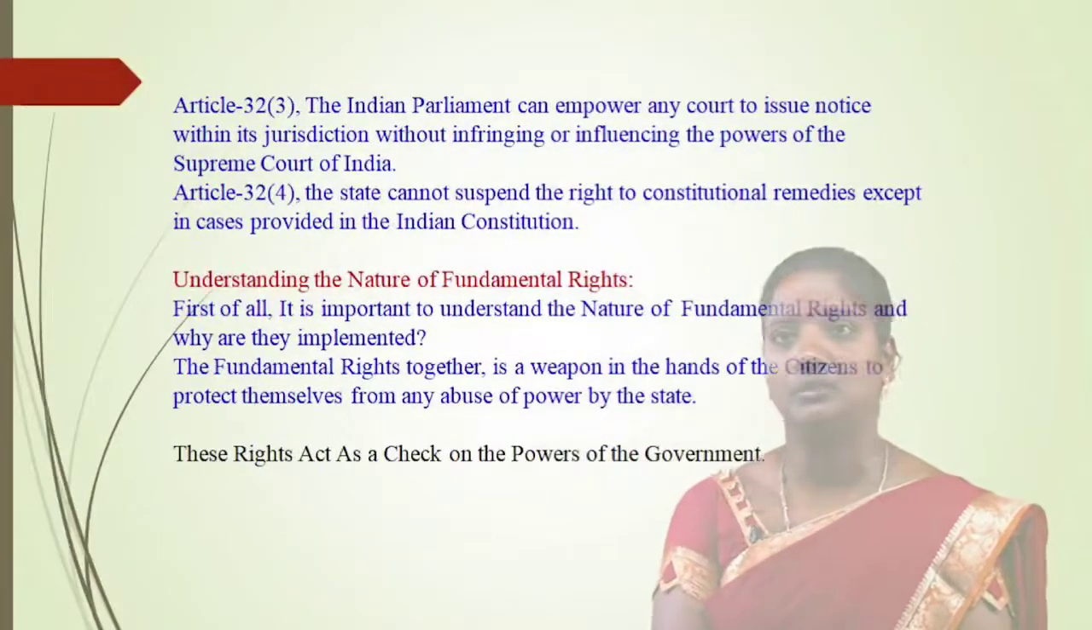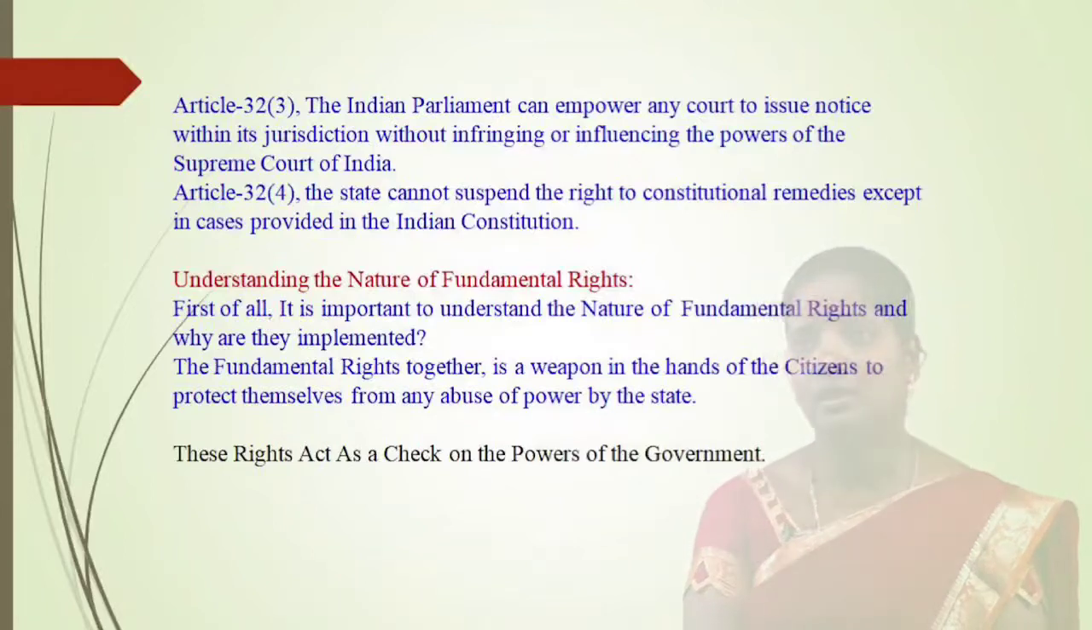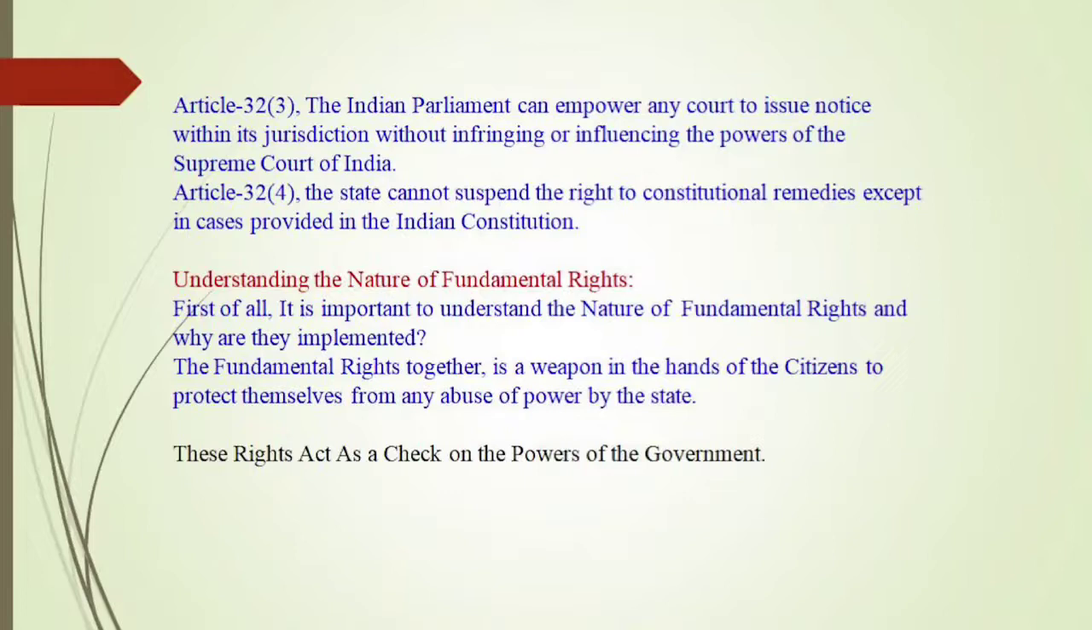Article 32(3): the Indian Parliament can empower any court to issue writs within its jurisdiction without infringing or influencing the powers of the Supreme Court of India. Article 32(4): the state cannot suspend the right to constitutional remedies except in cases provided in the Indian Constitution.